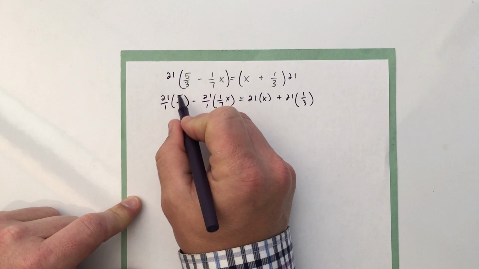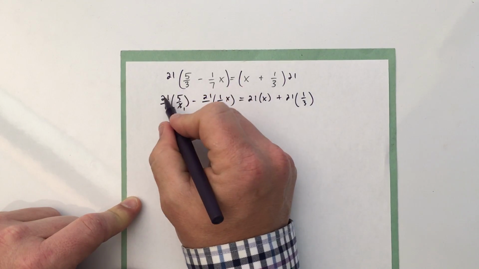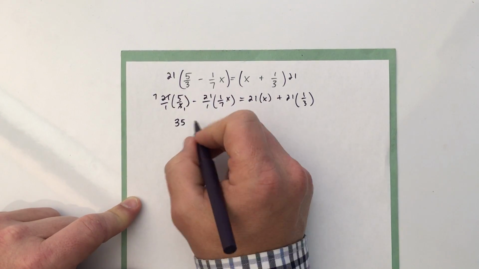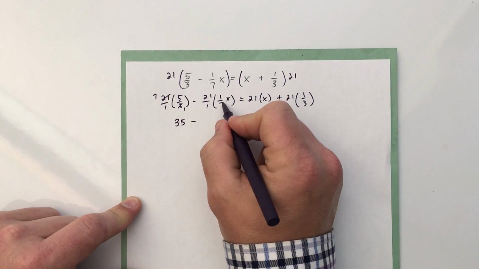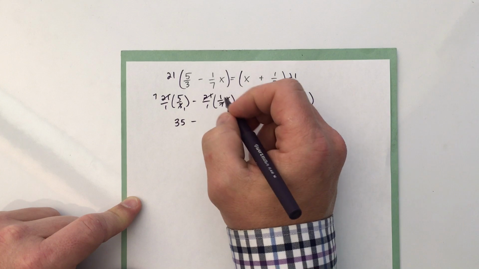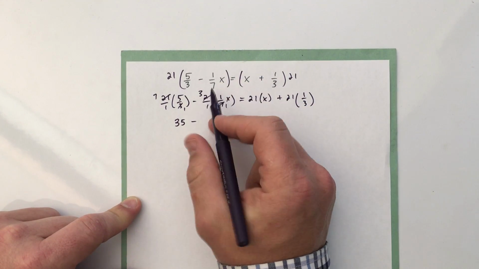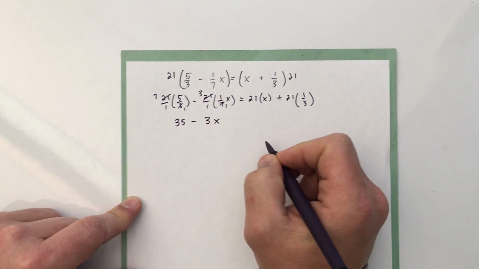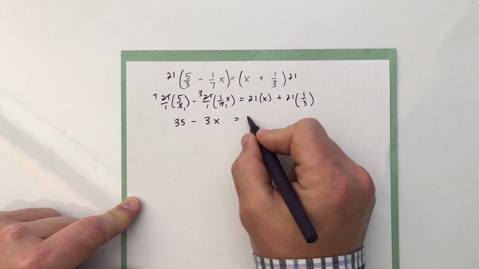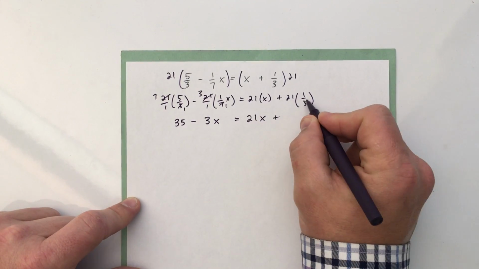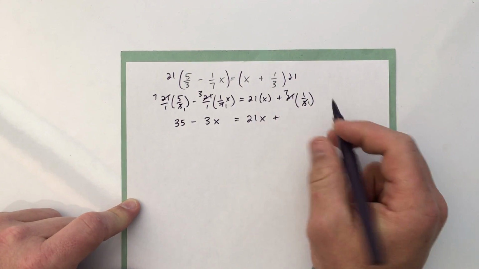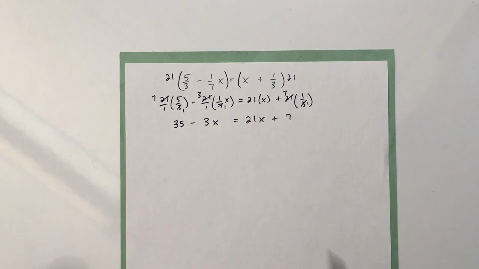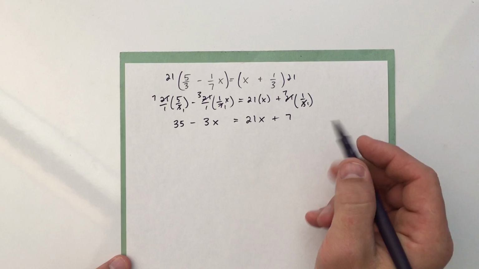But 21 times 5/3, 3 I can cross simplify. 3 goes into 21 7 times, so I have 7 times 5, which is 35. Bring down the minus sign. 7 goes into 21 3 times. So now I have 3 over 1 times 1 over 1 times x, which is just 3x, equals 21 times x is 21x, plus 3 goes into 3 once, 21 goes to 7. I have 7 times 1, which is just 7. So now I have 35 minus 3x equals 21x plus 7.